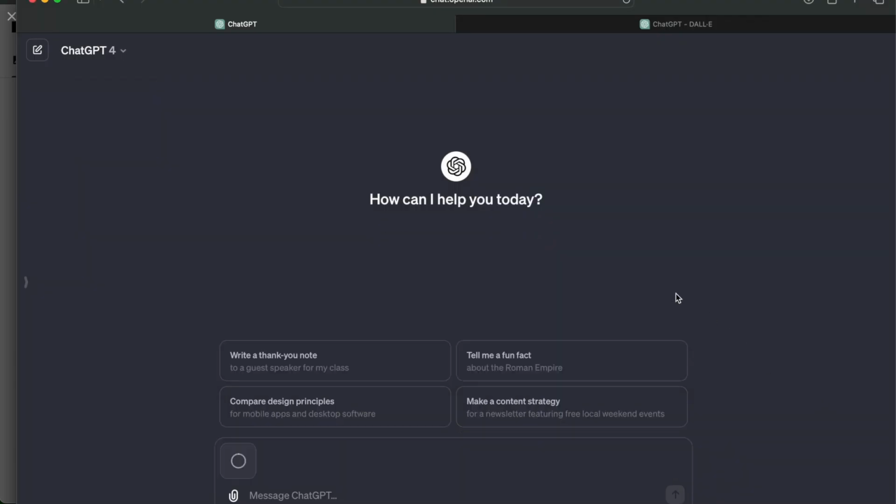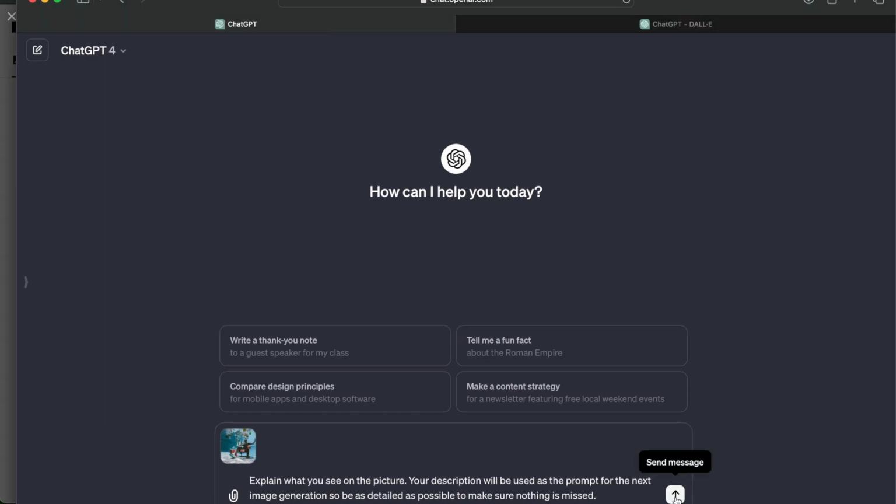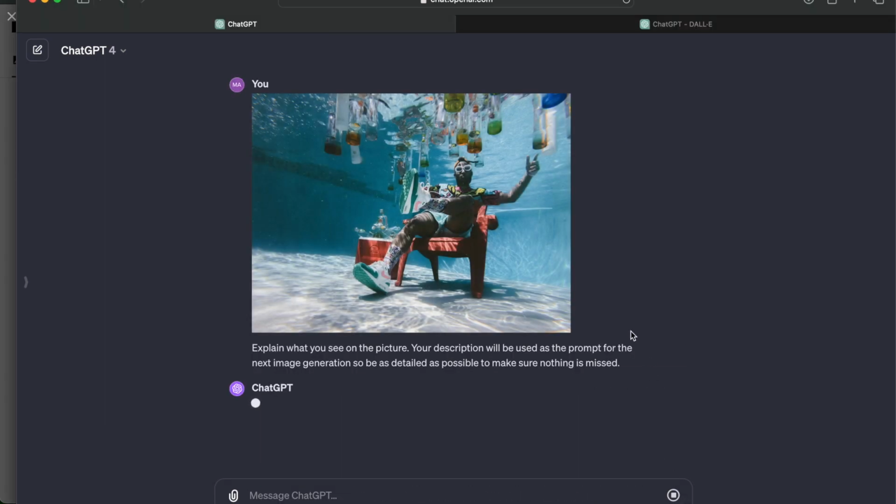Okay, first, let's upload the picture and ask GPT-4 for a detailed description. My prompt is: explain what you see in the picture. Your description will be used as the prompt for the next image generation, so be as detailed as possible to make sure nothing is missed.